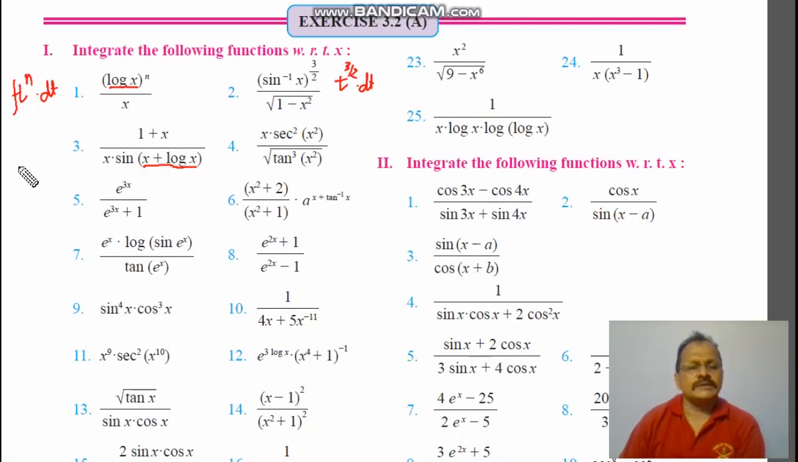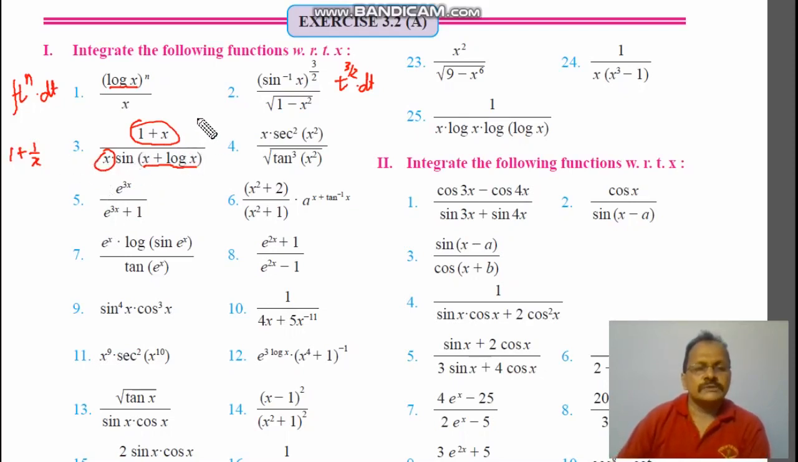X plus log x, the derivative is 1 plus 1 upon x. So on making the denominator same, I will get x plus 1 divided by x, that is this 1 plus x, and x will adjust in dt, and you will get the problem to reduce to dt upon sin t, that is cosec t dt. Its integration you can find out.